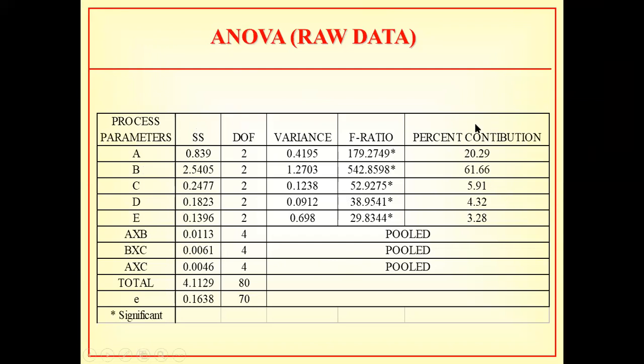Second, we can also find out the contribution of these factors towards my output. The second parameter, that is B parameter, is contributing around 62% towards the surface roughness. So that also means the most important parameter is B, and in this case study it is the pouring temperature. It means pouring temperature is a very sensitive parameter.